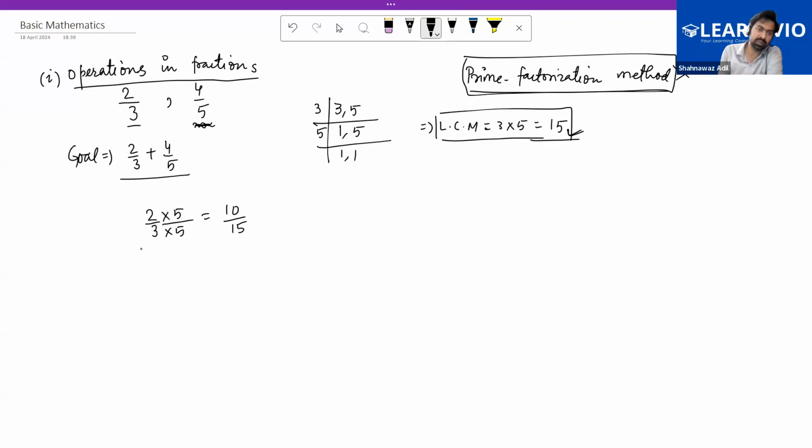Similarly, what should I do with this one? Multiply and divide by 3, right? We have to do the same thing in both the numerator and denominator, otherwise the number will change. If you only multiply or divide the numerator or denominator, the number will change. But if you do the same thing in both, the number will not change, right? So this is 12 by 15. Now these two are like fractions.